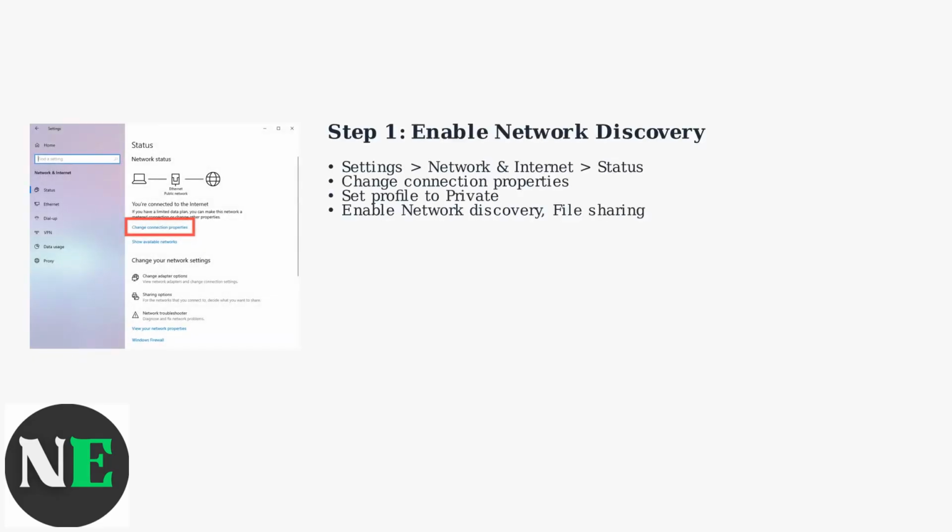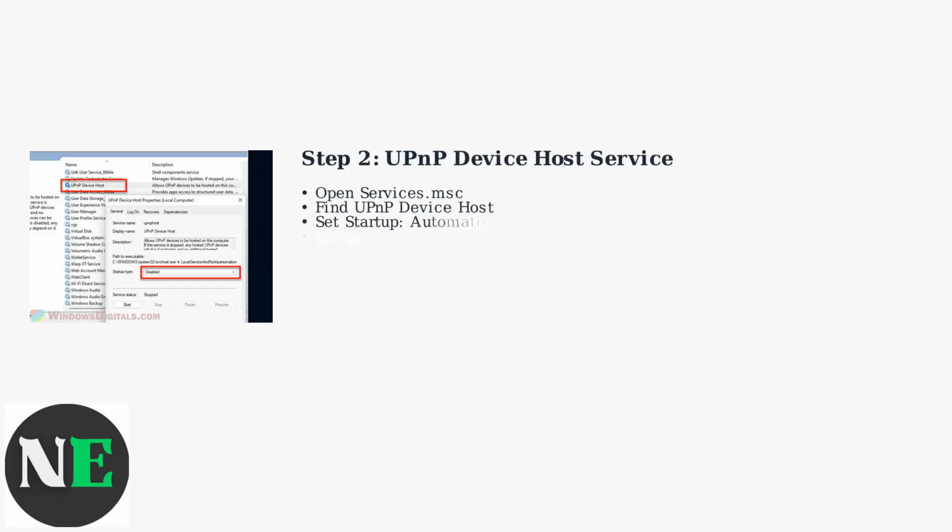To enable UPnP, start by enabling network discovery in Windows. Go to Settings, Network and Internet, Status, then click Change Connection Properties. Ensure your network profile is set to private and turn on network discovery, file and printer sharing, and turn on automatic setup of network connected devices. Next, in services.msc, ensure the UPnP device host service is set to automatic and running.